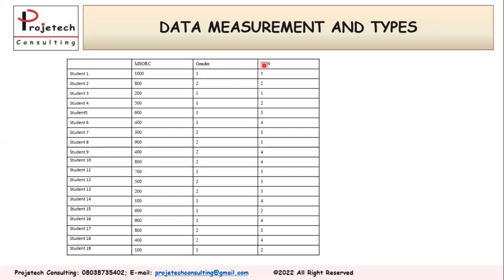Then we have a year of study here, meaning 1 for year 1, 2 for year 2, 3 for year 3, and 4 for year 4. So what it means here now is that this student here spent 1,000 naira buying a recharge card. He is a male student and he's in year 1. Now the second student spends 800 naira per week.